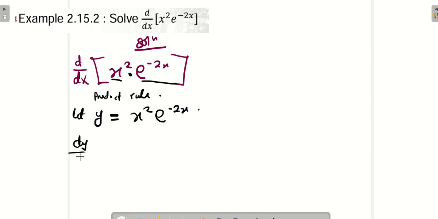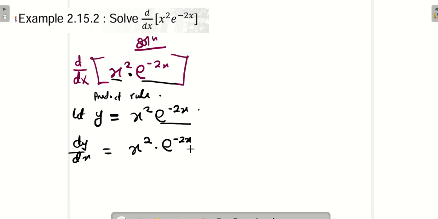And it means that our dy dx will be equal to, so hold the first expression, which is x squared. Then we differentiate this. When we differentiate, we will get the same exponential function, which is e to the power negative 2x.